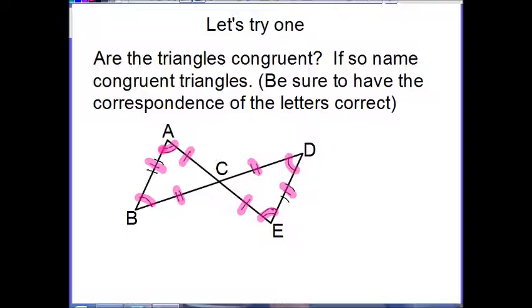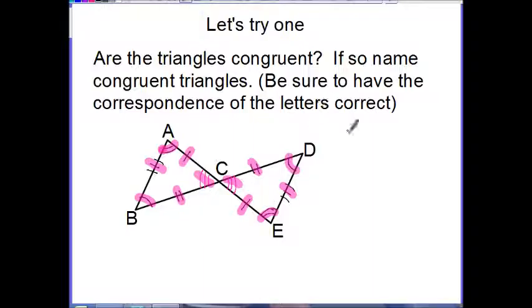Do I have any reason where I can say my third sets of angles are congruent to each other? Absolutely. These angles would be congruent because vertical angles are congruent. We can say that in a proof, so it's okay. Now, these triangles are congruent. I have 3 sets of congruent sides, and I have 3 sets of congruent angles. So let's go ahead and order these.